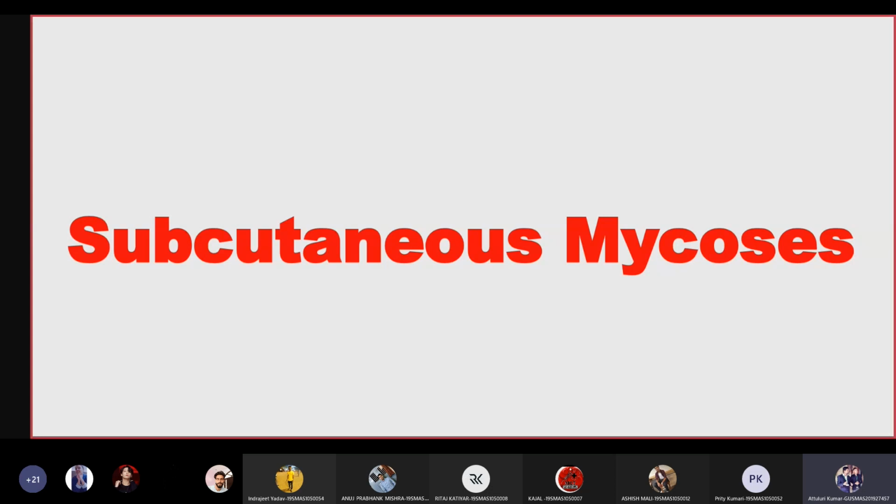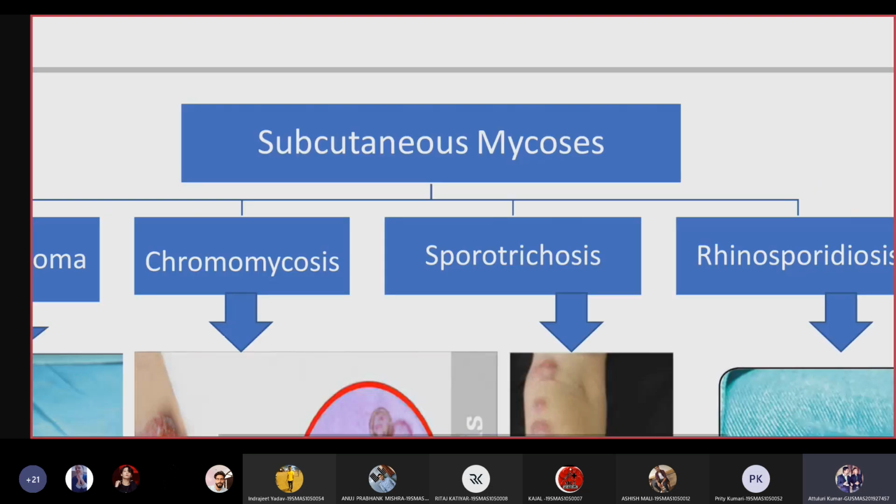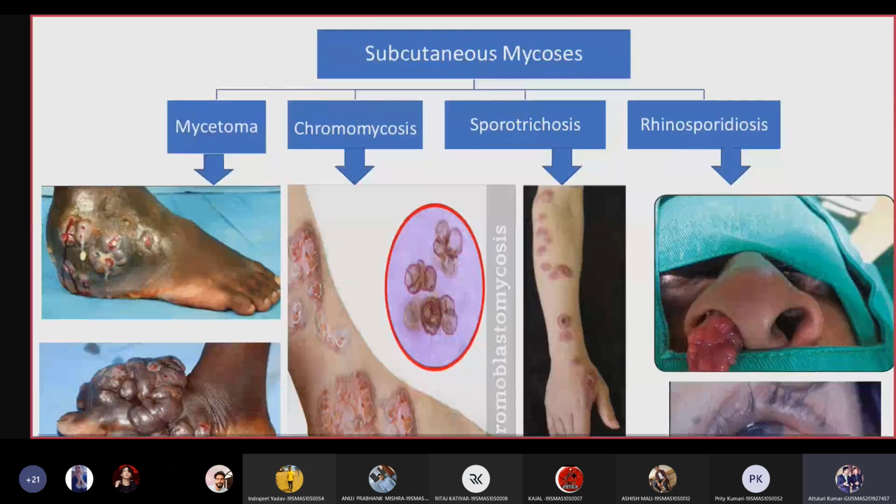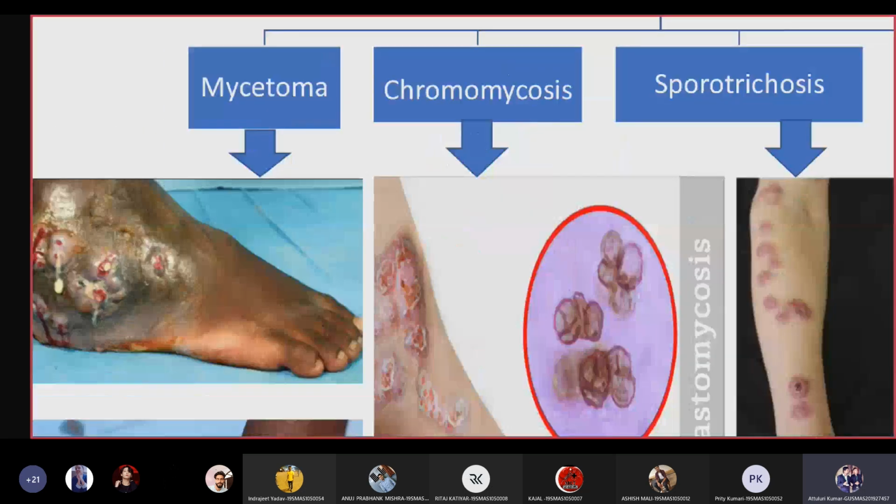So let us see how many types of subcutaneous mycosis we have. In the classification of subcutaneous mycosis, we have four important diseases. One is mycetoma. This is how a mycetoma infection looks like. Here you can see the person's leg, and here you can see the tumors. From this tumor you can see abscesses of the skin. Abscess means the skin has pores, and from these pores you can see discharge of yellowish fluid.